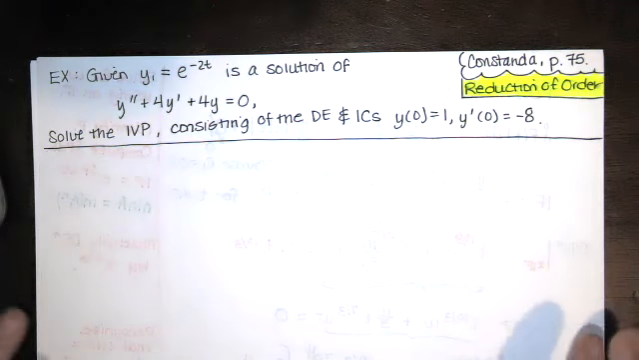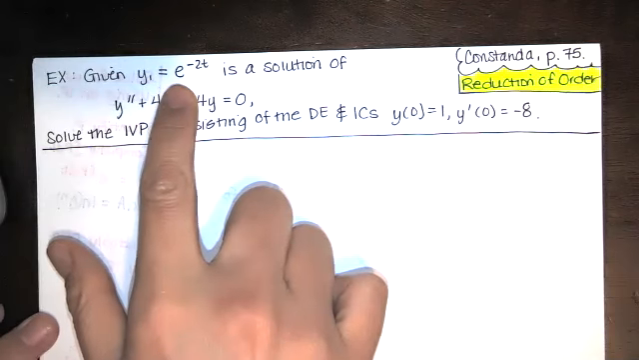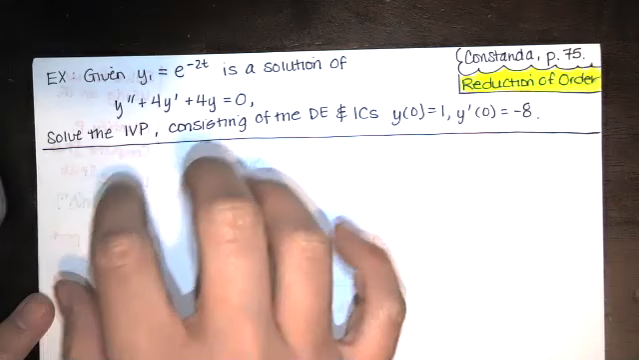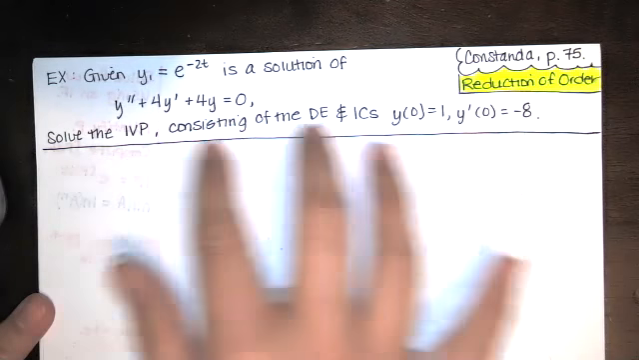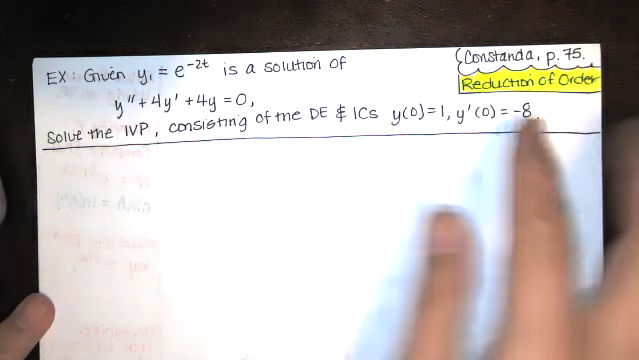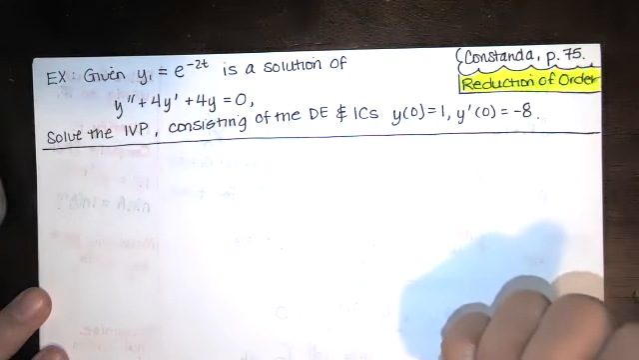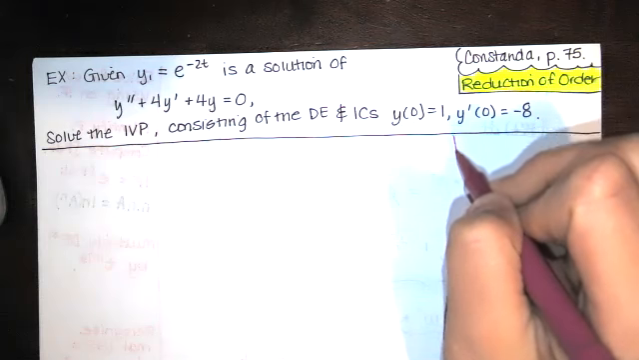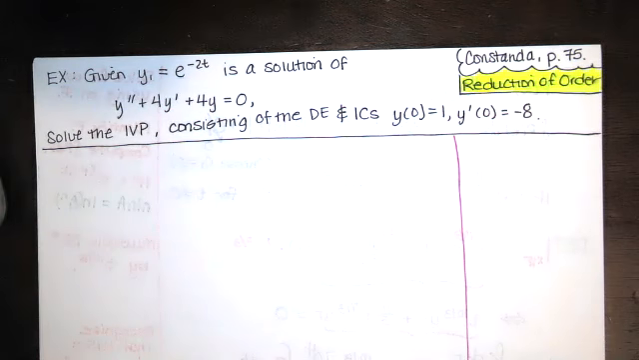Okay. Now let's say we know that y sub 1 equals e to the negative 2t is a solution of this differential equation. And we want to solve the initial value problem consisting of this differential equation and these two initial conditions. Well, since we know what y1 is, we can use reduction of order to find y2. So let's just go through the method. And I'll put the steps for the method over here on the right-hand side.